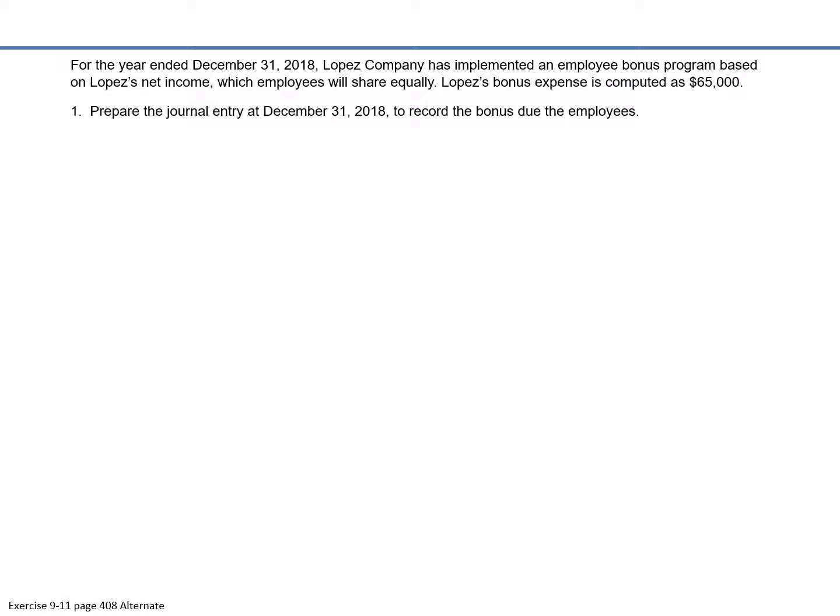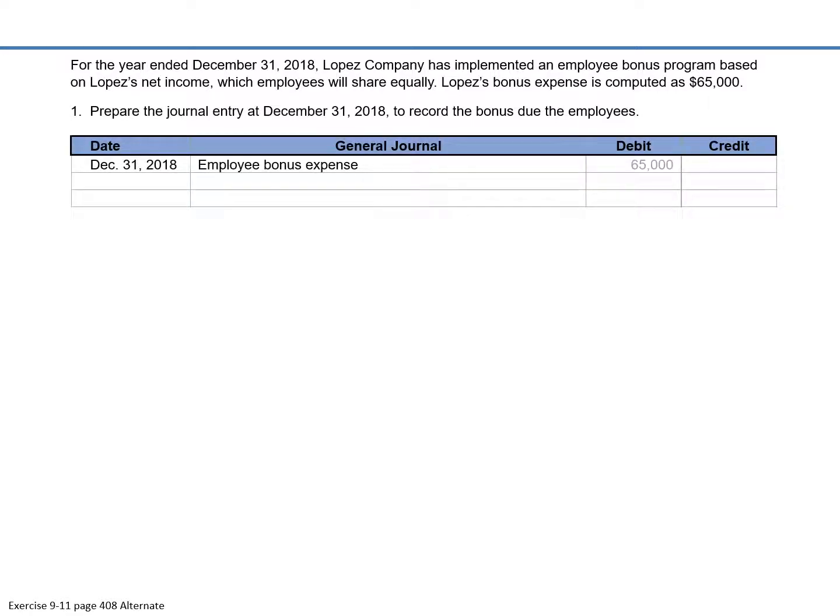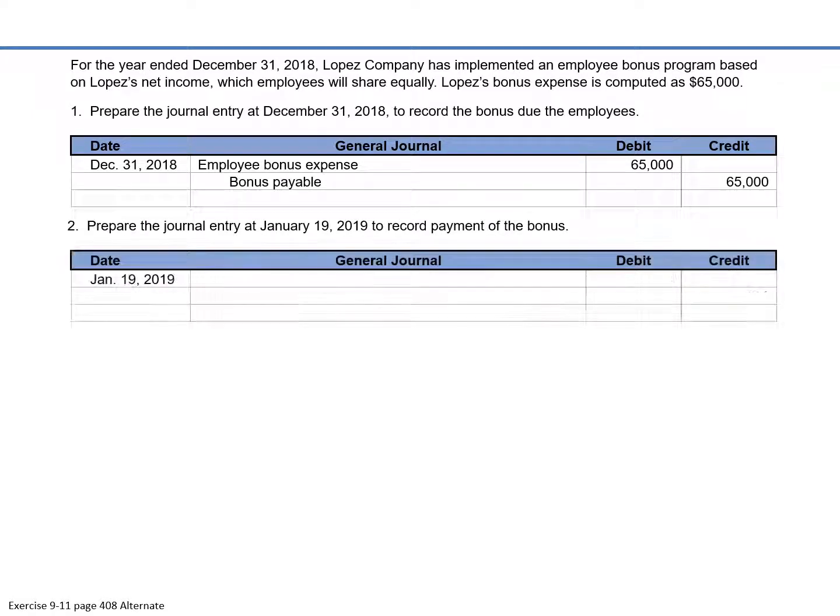All right, so the journal entry to record the bonus due to employees at December 31st. We debit employee bonus expense and we credit bonus payable for $65,000. And then when we pay it, we reduce our payable and reduce our cash, right? Hope you did well on that one.